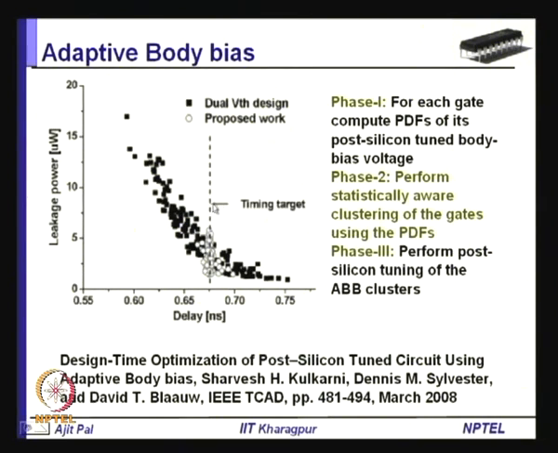This is somewhat similar to what has been proposed in this paper by the group of Dennis Sylvester. So, they have used 3 phases. For each gate, compute probability distribution functions of its post silicon tuned body bias voltage. Then in phase 2, perform statistically aware clustering of the gates using these probability distribution functions. Then in phase 3, perform post silicon tuning of the adaptive body bias clusters, and by that you can have very good timing results compared to dual VT-based design.